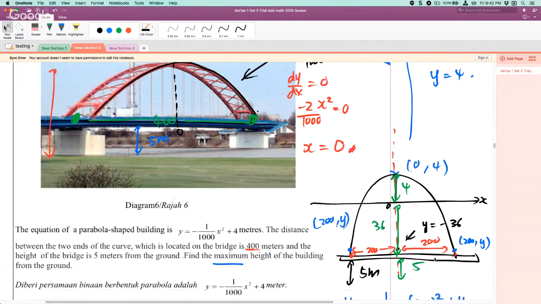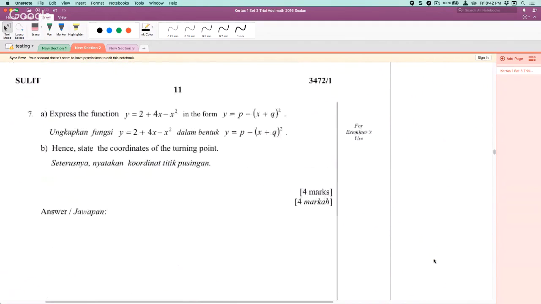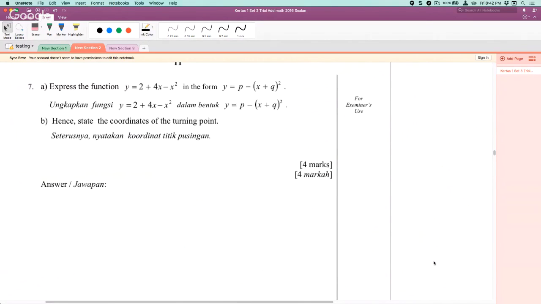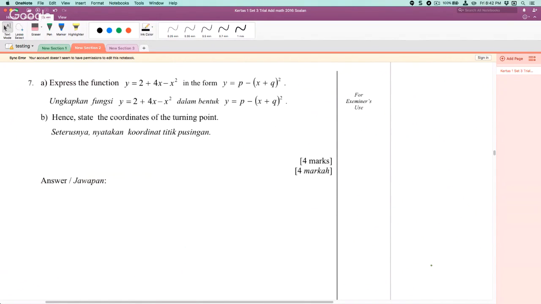Okay, so, and then this one is basically completing the square. I will go and grab a drink. I will come back in 10 seconds.